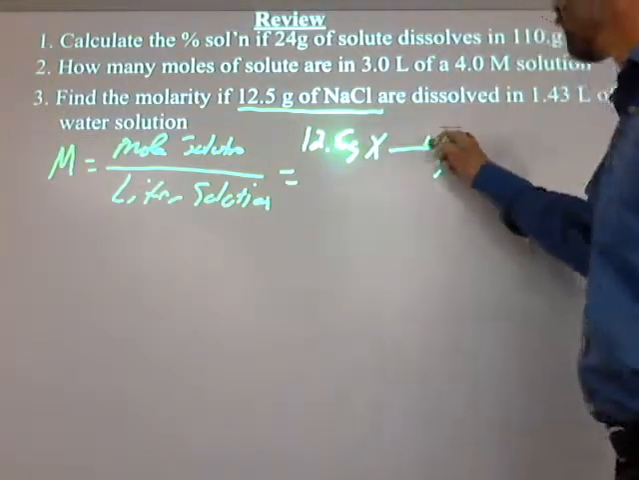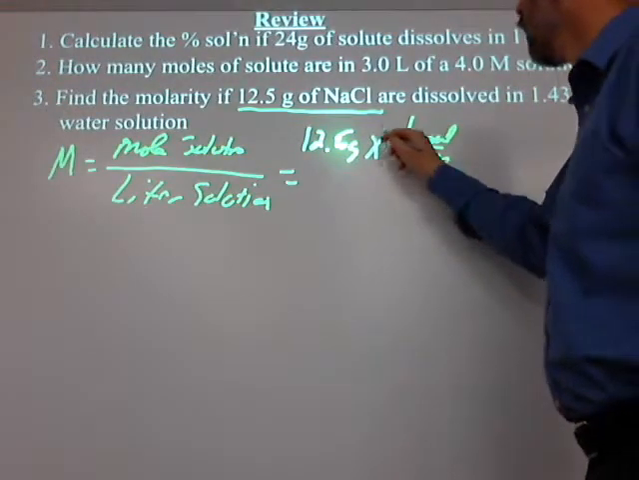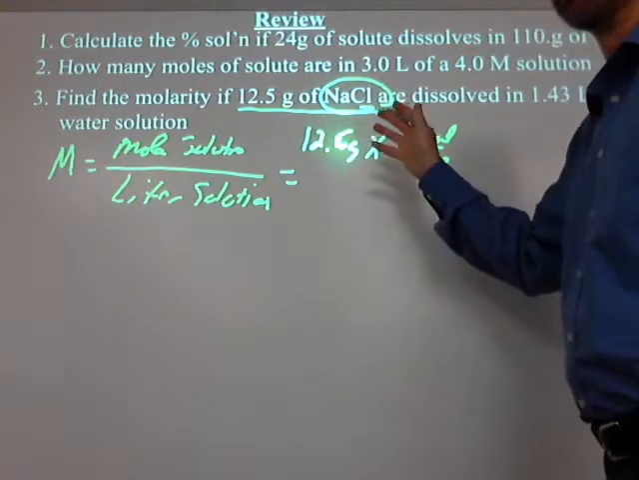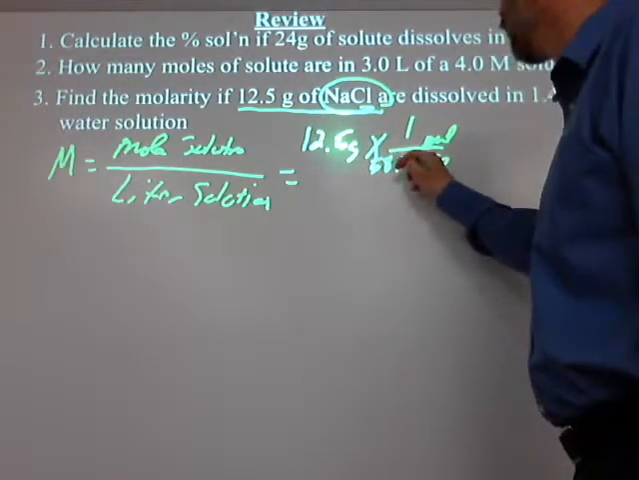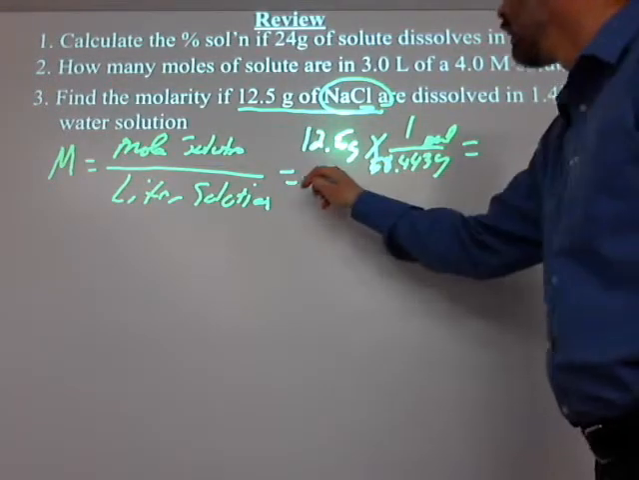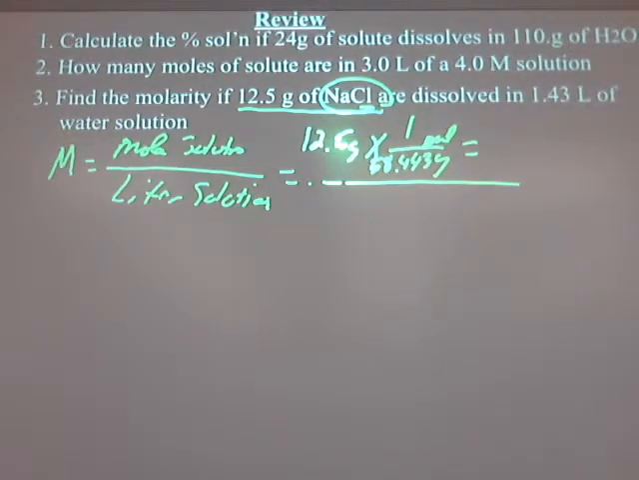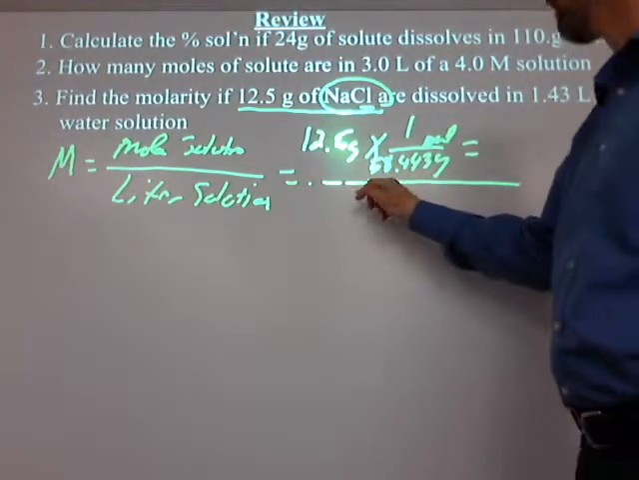Grams at the bottom, moles at the top. 1 mole contains... I add up Na and Cl, get the molar mass. It's about 58.443. That's your numerator. Denominator, 1.43 liters of solution.